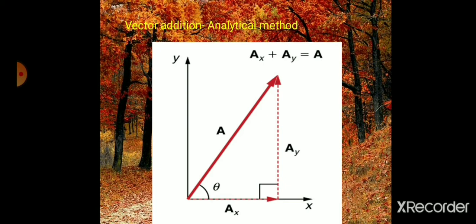Let the vector A be represented as shown in the figure. Then if you are drawing perpendiculars from the tail or tip of vector A to the x-axis and y-axis, we get the vectors ax and ay. Then A can be written as ax plus ay. Here the modulus value will be simply written as ax or ay, whereas vector ax and vector ay will be written in bold letters.